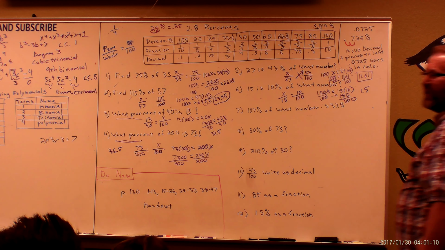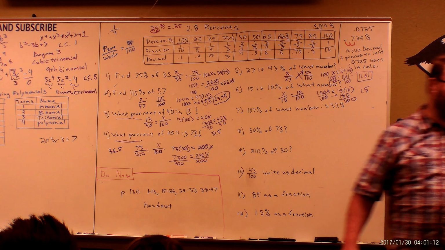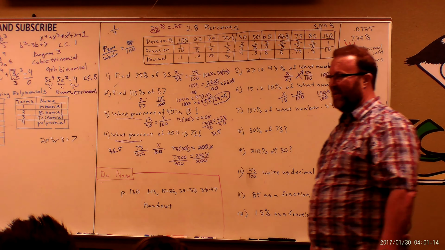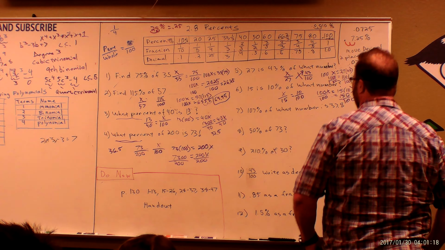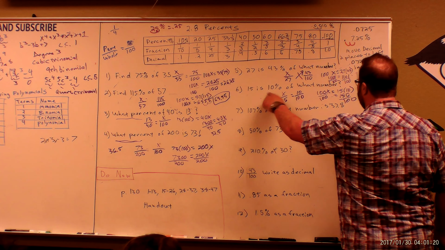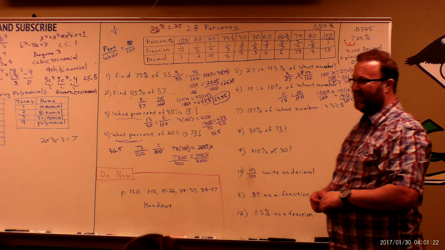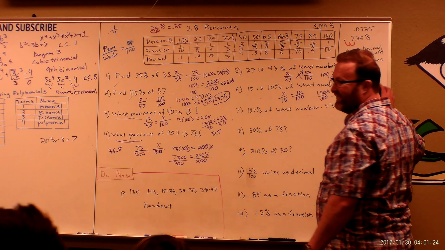100. Why is it wrong? Very good. It's larger than. Excellent. 15 is 10%. What is our answer? 1.5.